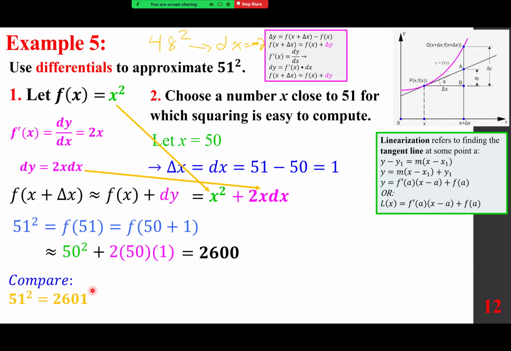We can use linearization, and I don't want to go through the whole process. I just want to show you that linearization refers to finding a tangent line, and to find a tangent line and finally call it L of x. That's all. See? Just go with the point slope. So in order for you to find the tangent line, the question is for what? For f of x equals x squared. At what point? At x equals 50.